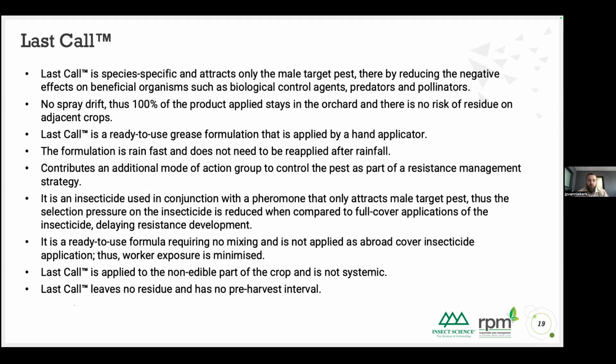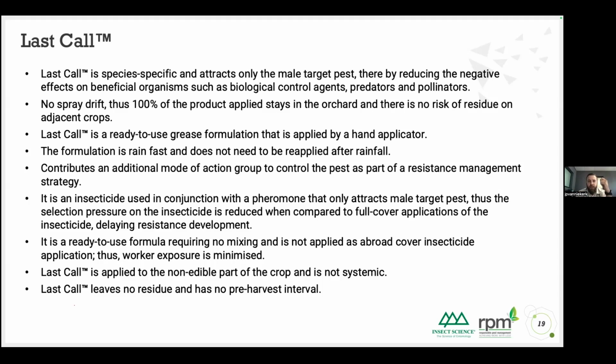And then we have our Last Call or the grease formulation, the attract and kill. So Last Call is also species specific. So if I want to control FCM, I'll only put FCM pheromone inside there, but I will not then also control or attract your beneficials such as lacewing or anything else, or your bees. Last Call's big bonus is there's no spray drift. So 100% of the product applied stays in your orchard, and there's no risk of residue on adjacent crops. So the benefit of this is if you've got a block here that you're busy harvesting now, and this one's going to harvest in a month from now, you can still apply here without any negative effects of the chemical residues coming over into this block where you're busy harvesting at the moment.